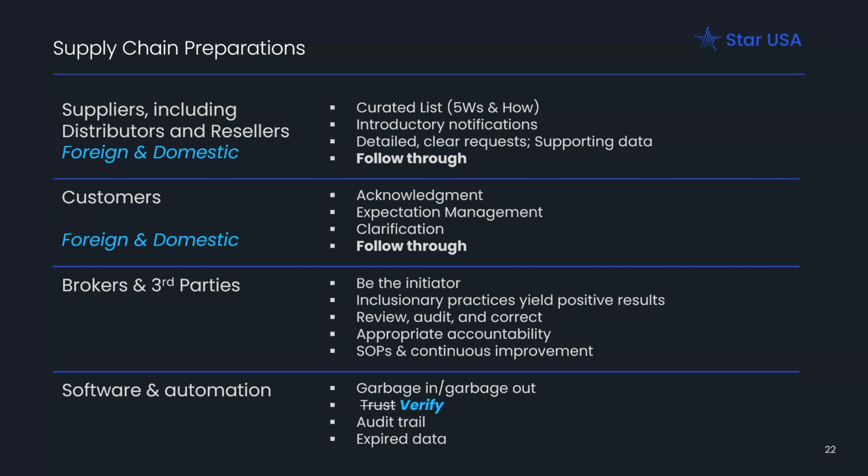You want to have very clear introductory notifications to your suppliers, letting them know this is why you need this, this is why it's important to us, this is how we're going to help you comply with our request. And you need to have detailed, clear requests and supporting data. Many suppliers certainly don't use the same numbering scheme that you use. So you're going to have to be able to translate what you're asking for to what their systems have and where that data lives. And you need to be part of that process.